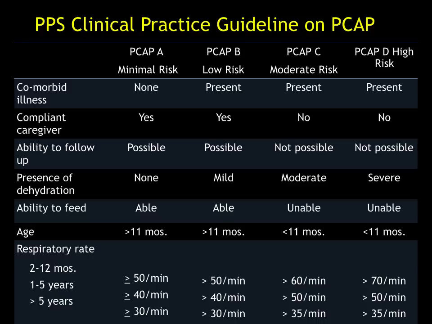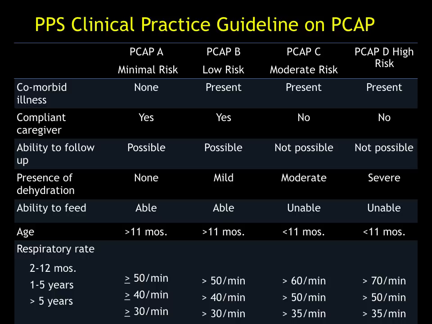These are the clinical practice guidelines created by the Philippine Pediatric Society to help us diagnose a child with pediatric community-acquired pneumonia. There are 4 categories: minimal risk, low risk, moderate risk, and high risk. The parameters on the left will guide you to what category your patient will be diagnosed.